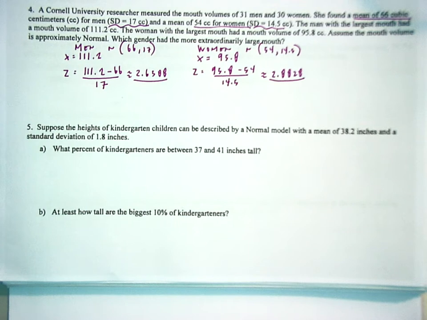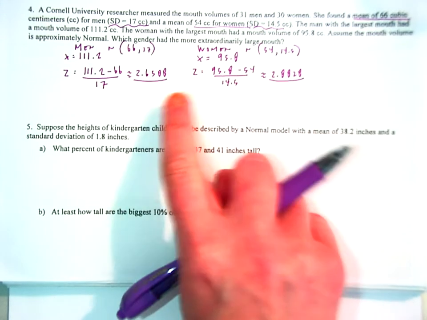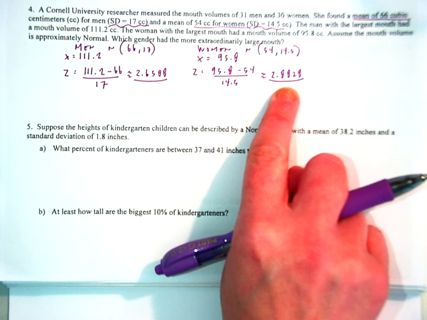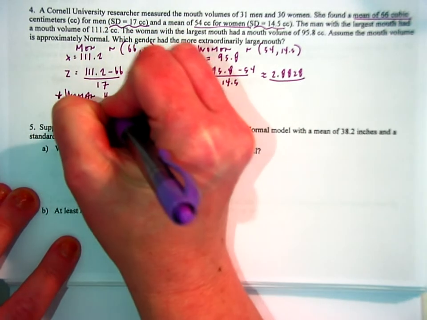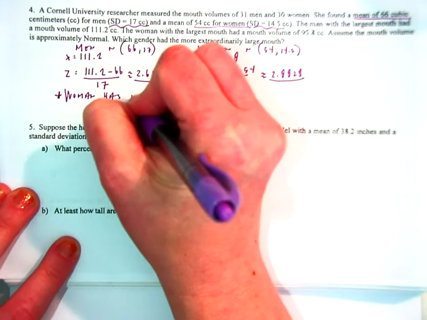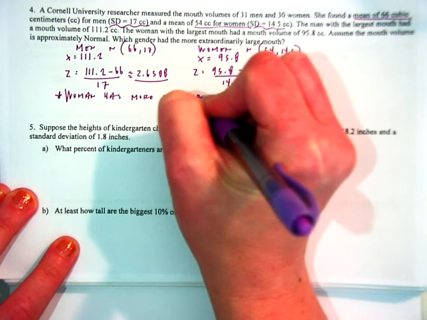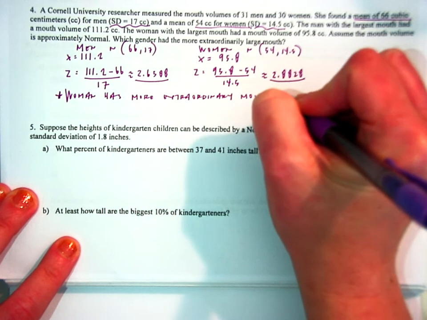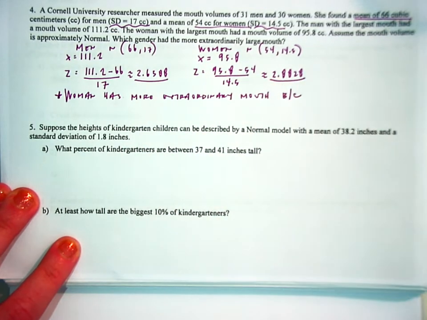All right, so here we are trying to look at two different distributions, men and women, strip away their units, compare them on the same scale by looking at them in terms of z-scores. So we see that here the woman has a larger z-score than the man, which would put her in a higher percentile. So we're going to say that the woman has the more extraordinary mouth, because that larger magnitude would result in a larger percentile.